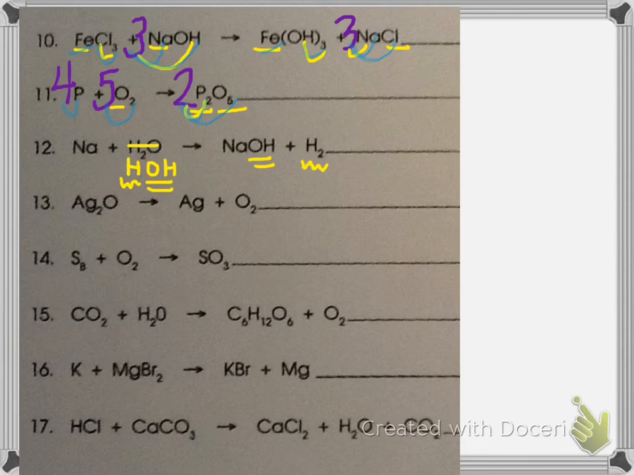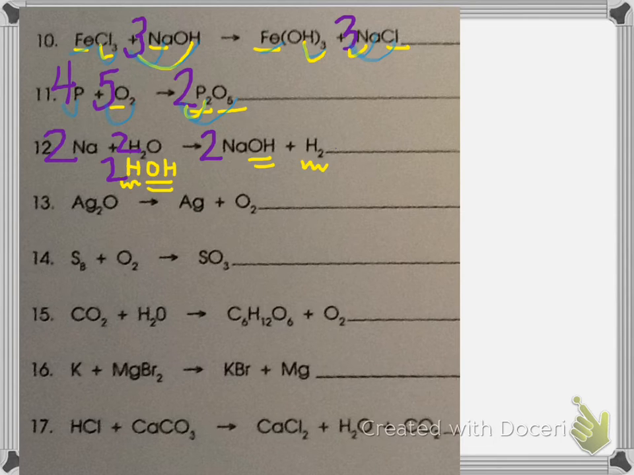So based on this, I have 2 hydrogens here and I only have 1 here. So let's try a coefficient of 2. And now I have 2 hydroxides, so I need a coefficient of 2 in front of hydroxide, which means I also need a coefficient of 2 in front of sodium. Now, I think I'm balanced. I'm going to take this and put my 2 up here, just so that I don't forget.